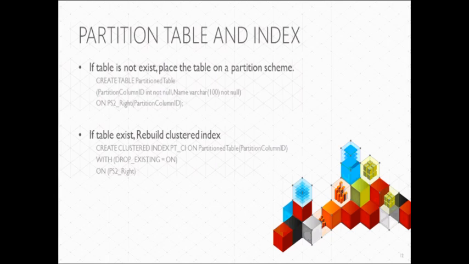If the table already exists, there are a couple of ways to partition it, because if it doesn't exist, you can easily put it on the schema, which is easier. If your table already exists, then you can drop all the indexes except the clustered index, and you can move the clustered index onto the partition schema. As you can see on the screen, you can then recreate your non-clustered indexes later on. Also, you can use the ALTER TABLE statement.